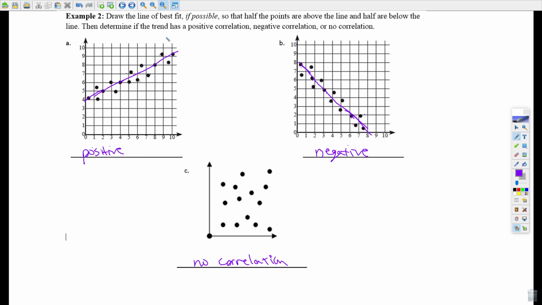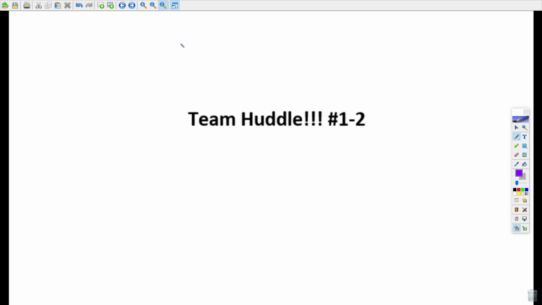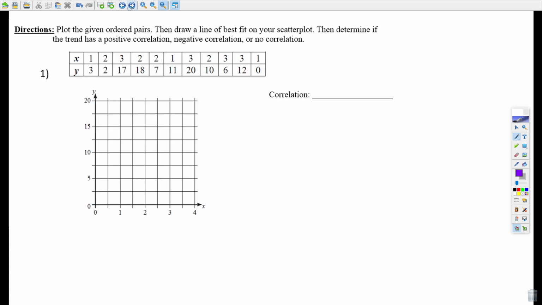Going through the middle, hitting as many points as possible, and also looking at the other data points above and below it. The first 2 problems you're going to do are a team huddle, where you plot the points yourself and then see if there's a correlation. I'm just going to tell you the answers for what kind of correlation each one is. Once you plot the points, I hope you can see that this is no correlation. There's none.